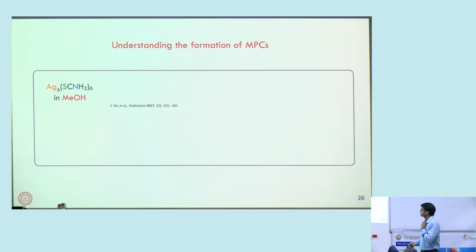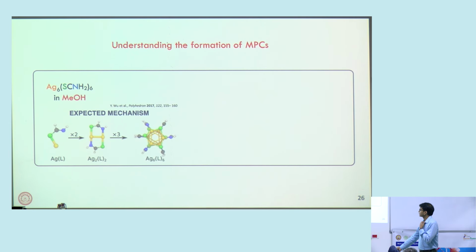Now, what is the mechanism? We saw the movie, right? Now we need to understand what happens. The movie is just to observe it for visual satisfaction, but then we have to do some kind of post-mortem of this movie. There is a monomer which is silver connected to a ligand. It quickly goes to dimer, and then three of these dimers come together to form this molecular cluster.